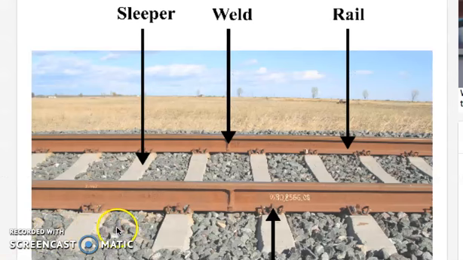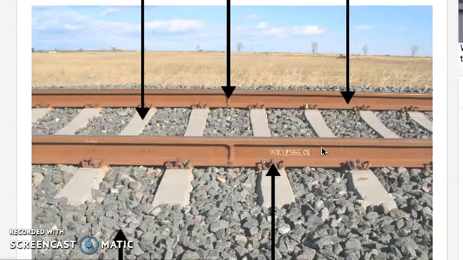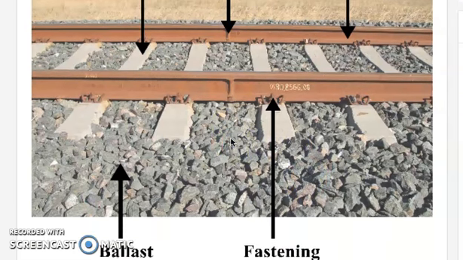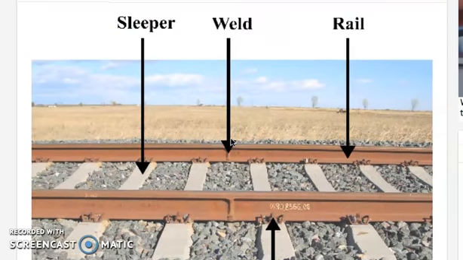So this is a figure showing to us the components of a track system. So we have the sleeper, we have the weld, this is the rail, you have the ballast, and the fastening. If you're going to observe, ballast is the roadbed, so it is a formation of rock stone, like a roadbed. So this is the illustration of the components of a track system.